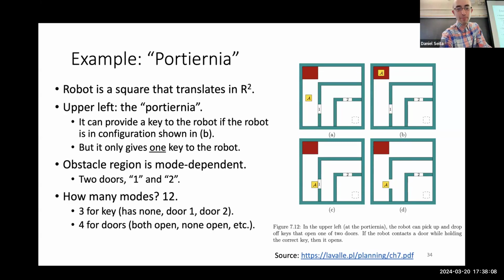So this example is referring to the polyurnia, which is this region in the upper left. If the robot is there, then it can get a key. It can get the key to either the first door or the second door. And if the robot is close enough to the door, it can try to open it, and it'll work if the correct key is there.